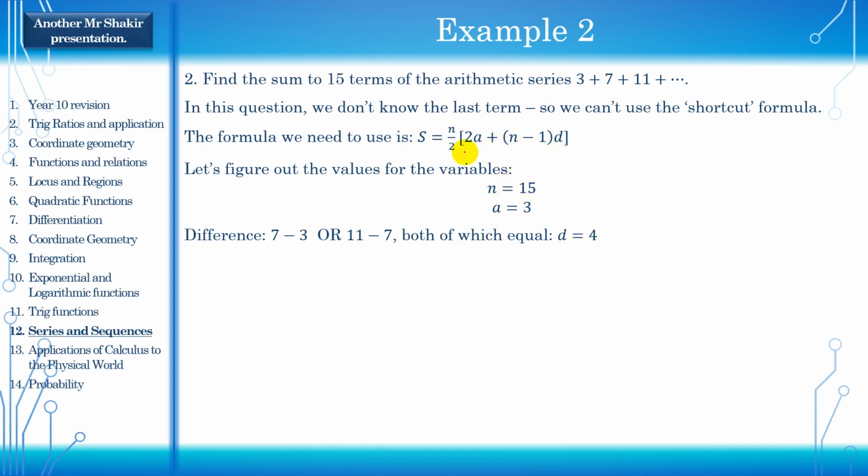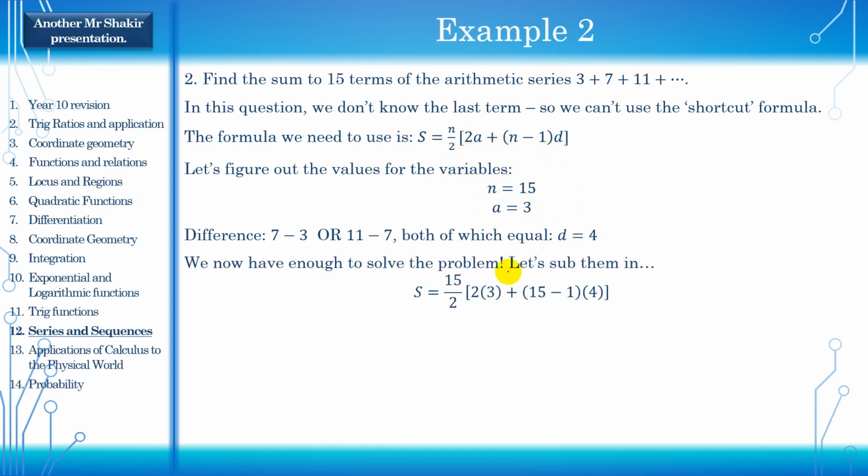Now that we have all the variables, we just substitute them in. Simple, straightforward. Every time you see an n, put 15. Every time you see an a, put 3. Every time you see a d, put 4. Put it on the calculator, or you can do it mentally, it's up to you, really. 2 times 3 is 6, 15 minus 1 is 14, 14 times 4, and so on. And you get the answer of 465. So the sum of the first 15 terms of this arithmetic series will be 465.